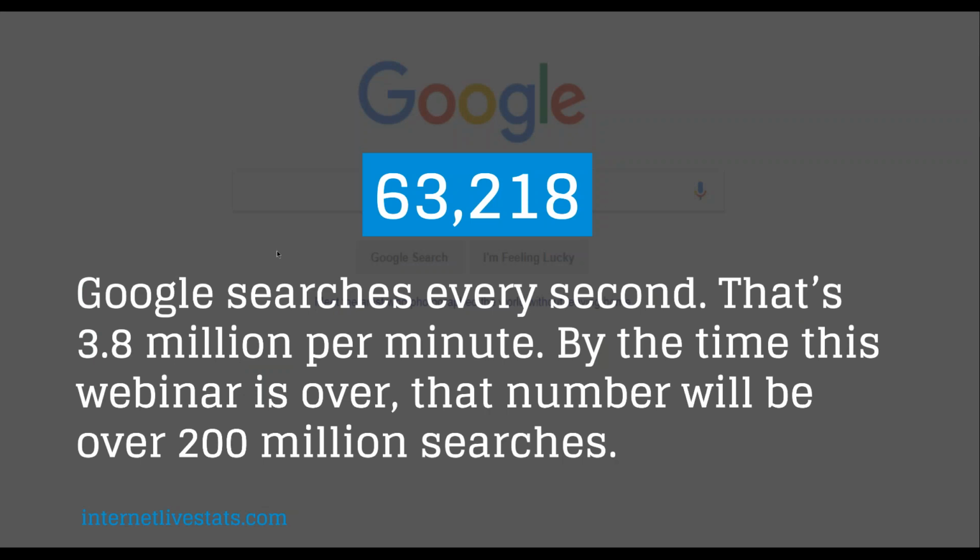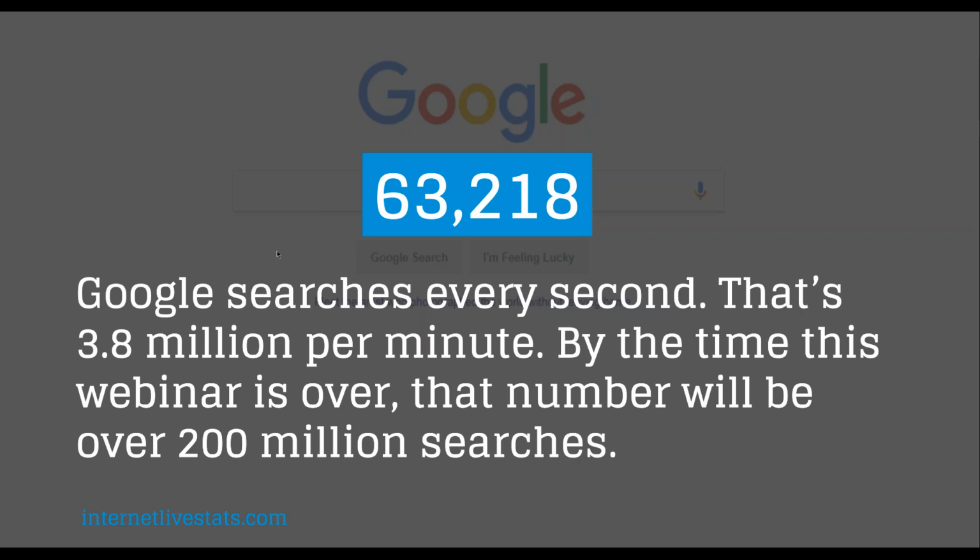Google estimates that they have 63,000 searches every second. So that's 3.8 million searches per minute. And by the time we get to the end of this webinar, that number will be 200 million searches just in this roughly hour time. So really, no matter how you slice it, this is one of the most important, if not the most important, source of top funnel searches about a destination.